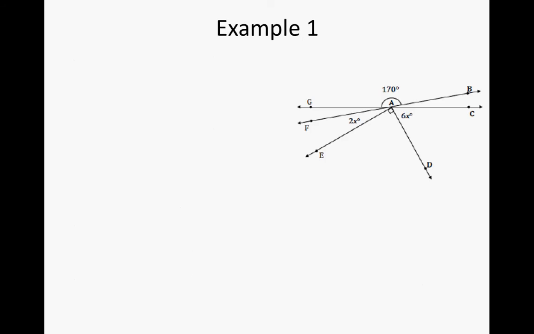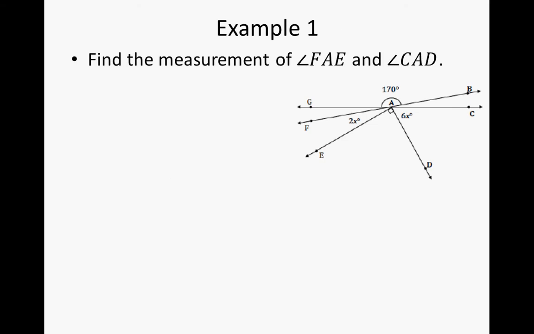All right, so let's take a look at example 1. We have our diagram. We need to find the measurement of angle FAE and angle CAD. So FAE is 2x and CAD is 6x, plus we know we have a 90-degree angle, and all of that is equal to 170. Now how do we know that? Because if you take these angles all together, it makes the mirror image of 170, which is a vertical angle.